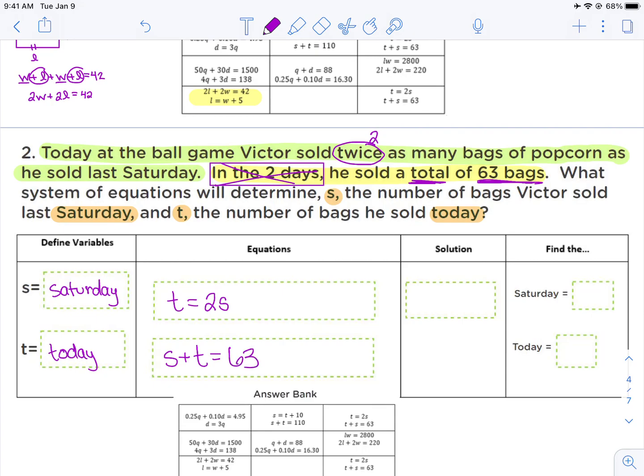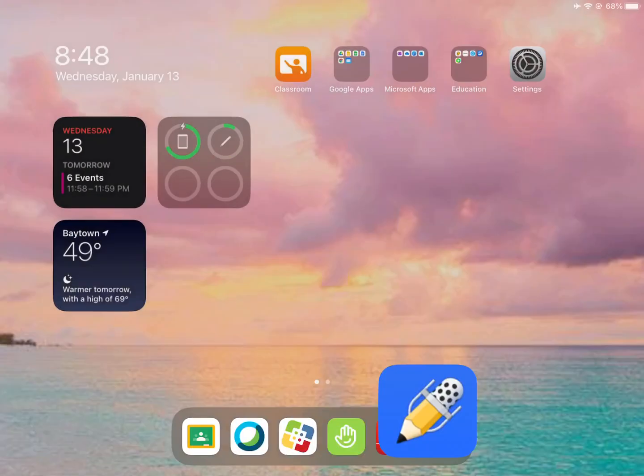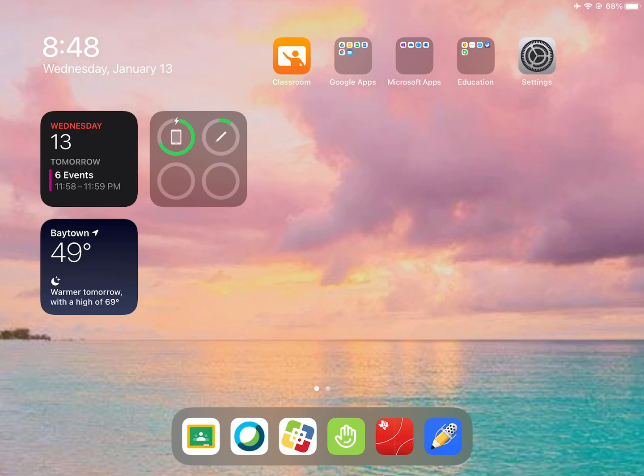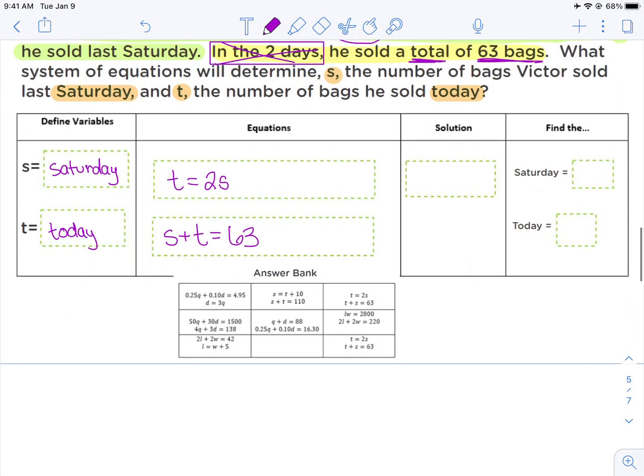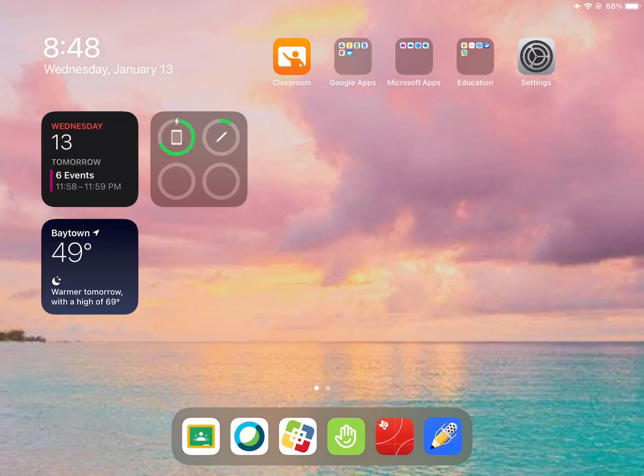So now that I have that, I can go back to my calculator and I can type it in. So I grab my calculator. Oh, let's double check to make sure it is one of the answers at the bottom. So we know we used this one for the first one. So look at the bottom. Let's see. T equals 2S and T plus S equals 63. That's this one right here. So yes, it's there. Now we type it in the calculator.